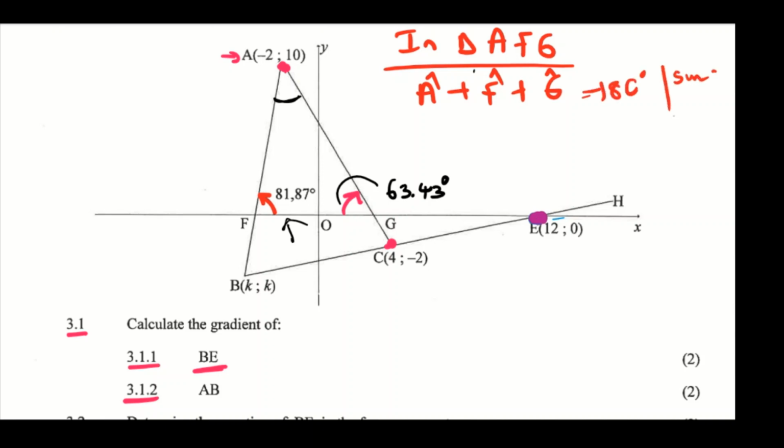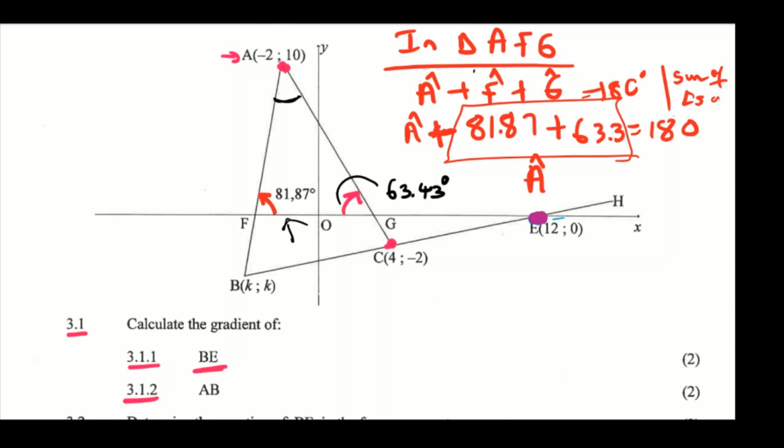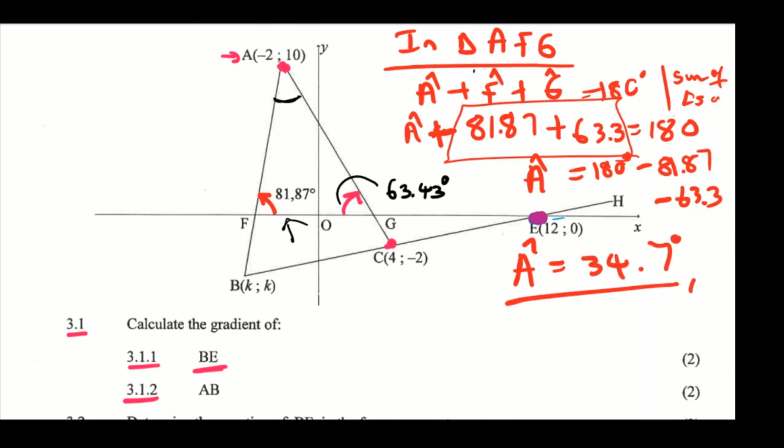So you write the reason: sum of angles of a triangle. A, which is what we are looking for, plus F, which is 81.87, plus 63.3, equals 180. Then we transpose this to the other side. You should get your A value being equal to 180 degrees minus 81.87 minus 63.3, so the angle of A is going to be 34.7 degrees. Fine, so now we found the angle of A.